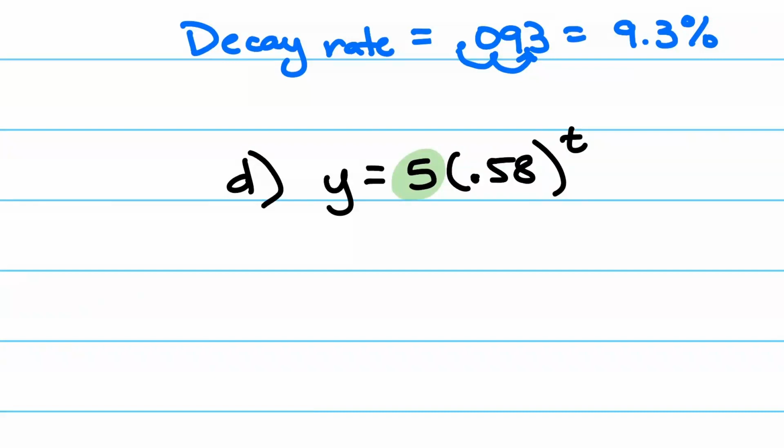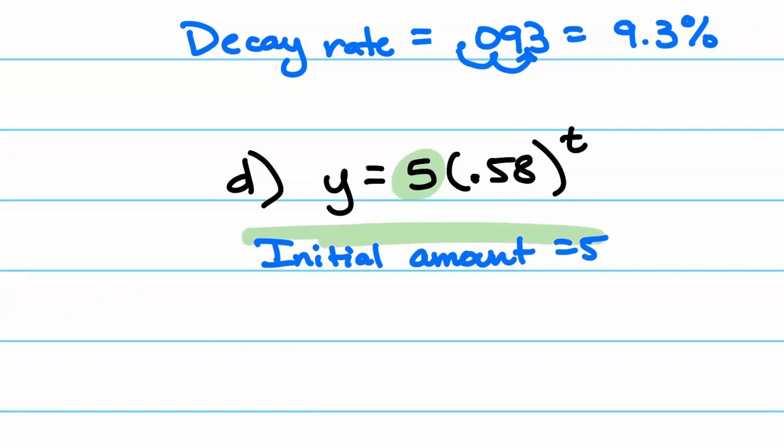That's just the number in front. So I get to write that the initial amount is 5. Okay, from the initial amount, now I need to find the growth or decay rate. Well, that 0.58 is less than 1, so I know that this is a decay rate.